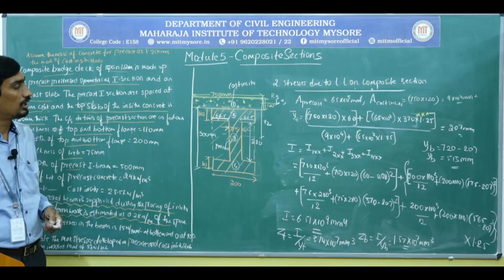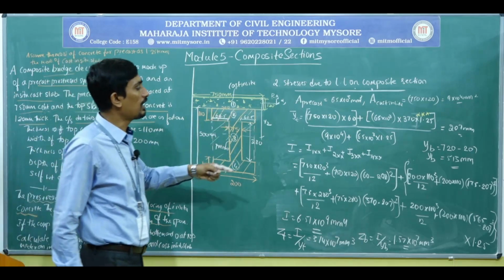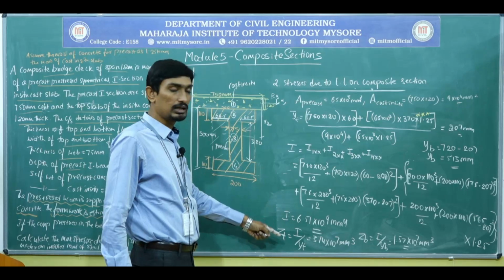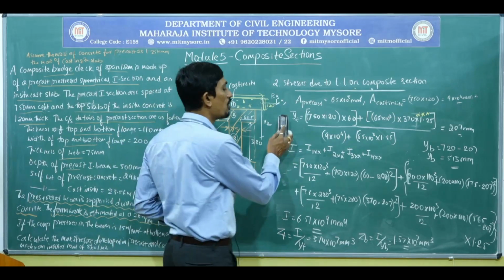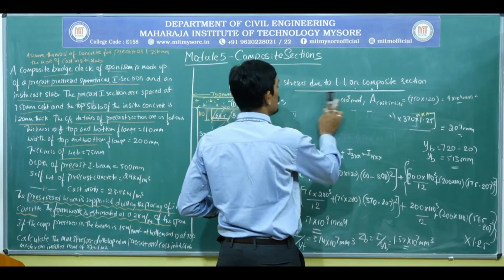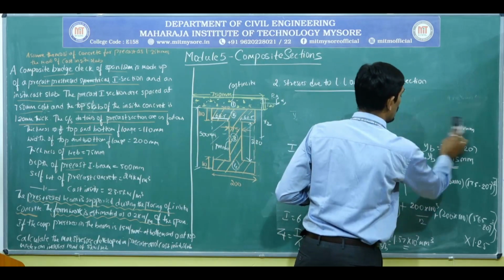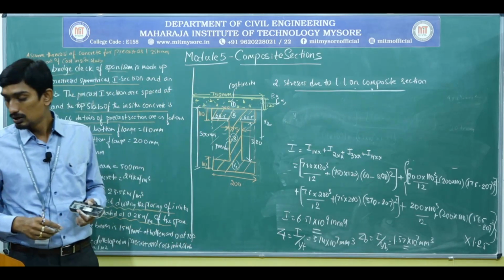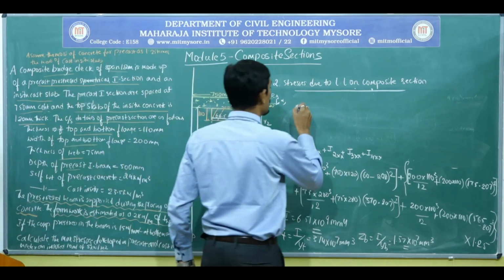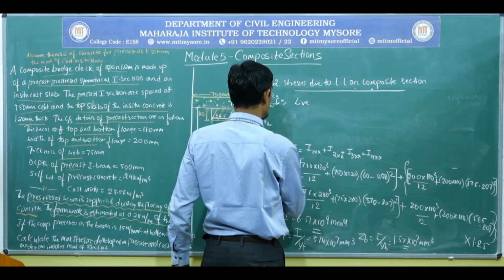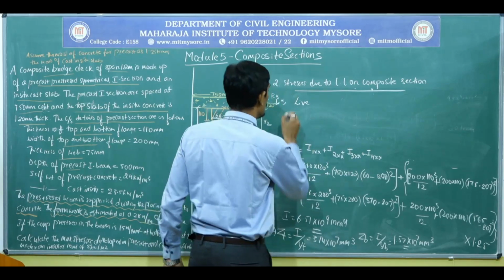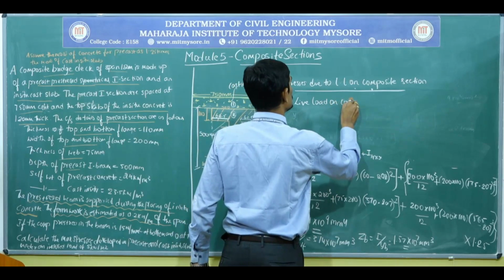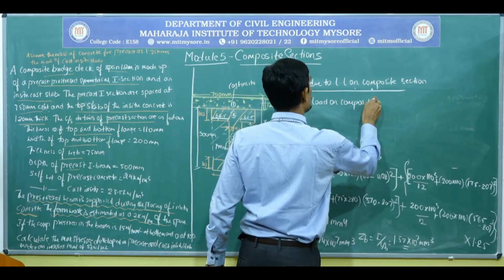Next, we have calculated area, Y top, Y bottom, I, and Z. Now we will move on to the next thing, that is WL. We need to consider WL, because we don't know what WL is. Let me go ahead. That is the live load on the composite section.